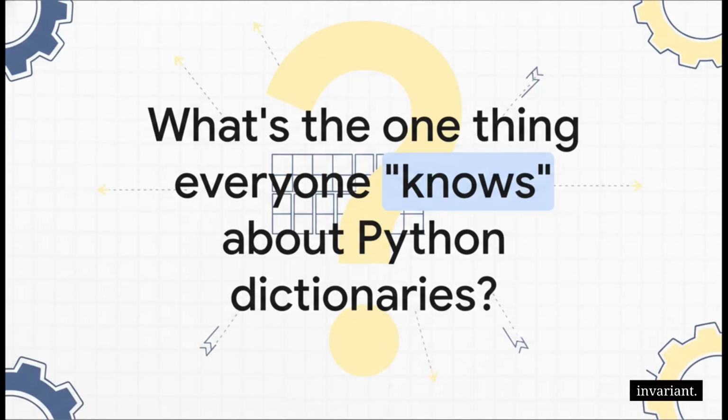So just think about it for a second. If you're in a coding interview or you're just talking shop with another developer, what's the one fact everyone knows about Python dictionaries? It's that lookups are fast, like really fast. We say they are constant time.